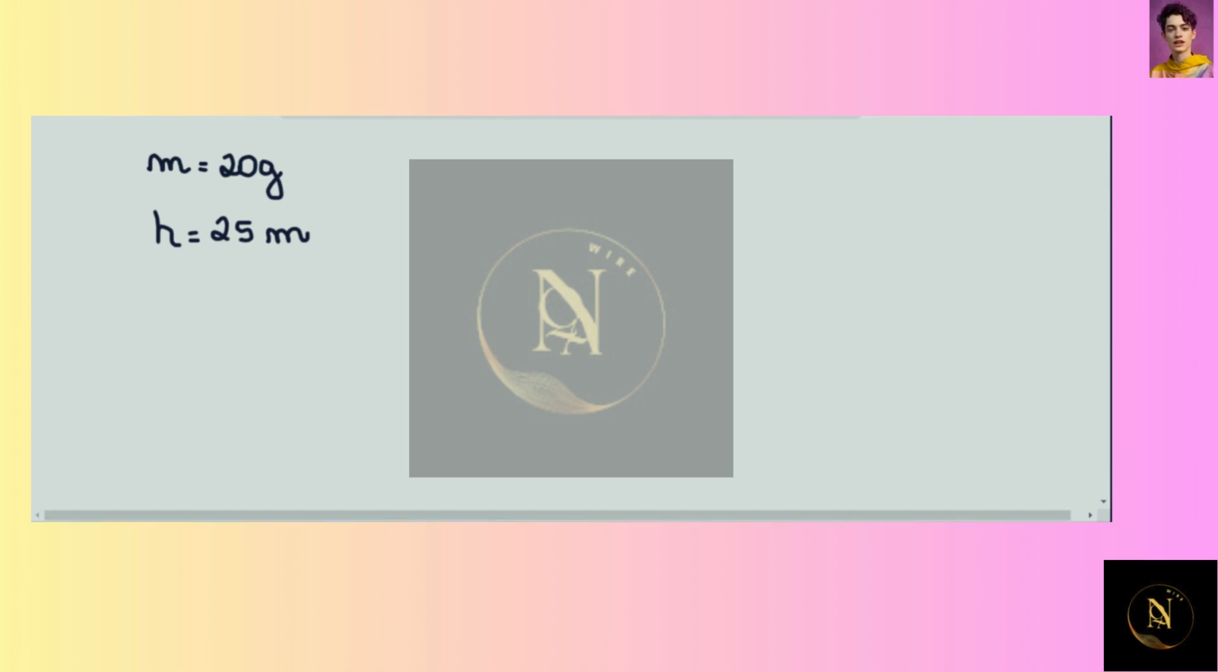Okay, so the first information that we are going to need in order to solve this question is the time it takes for the marble to fall to the ground. And remember that according to Newtonian mechanics, the time is just the square root of 2 times the height divided by g. Okay, so this is the time. I'm not going to substitute the numbers just yet.